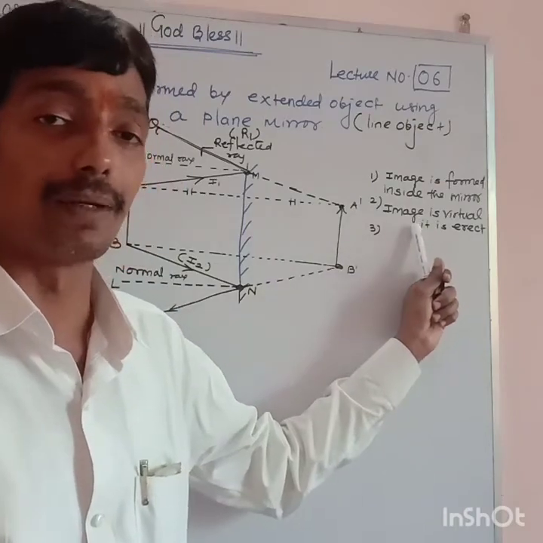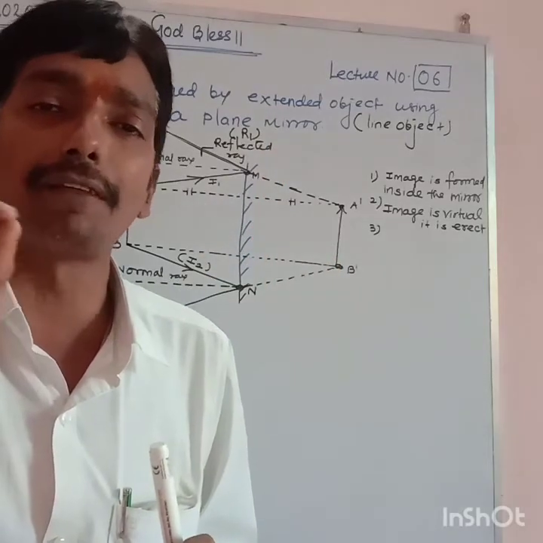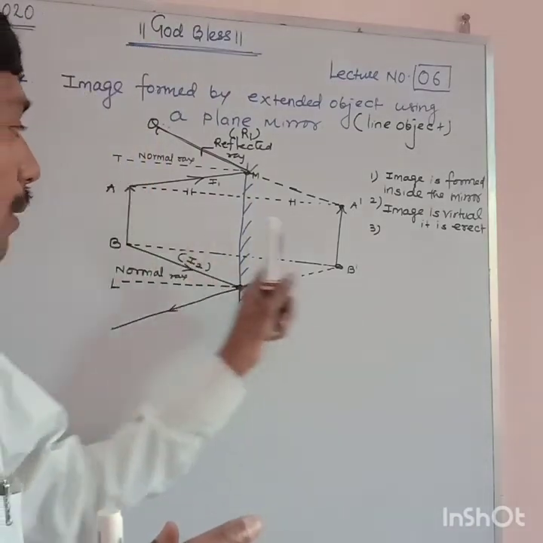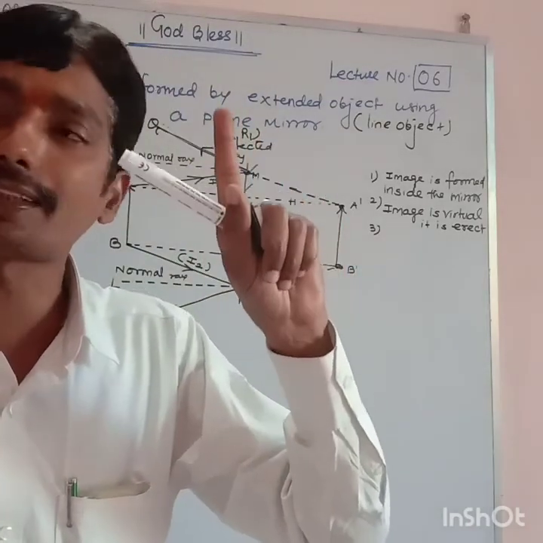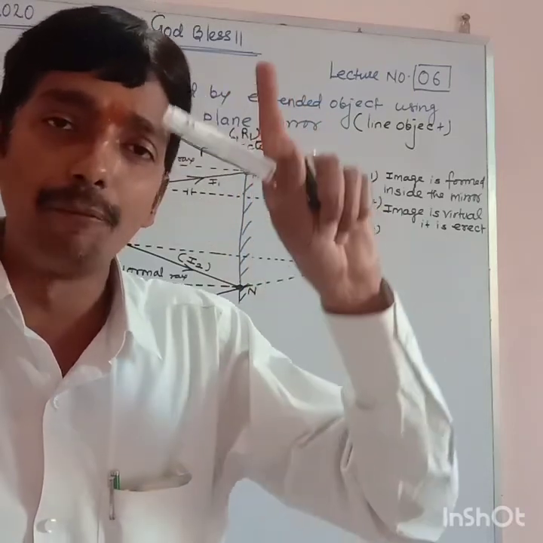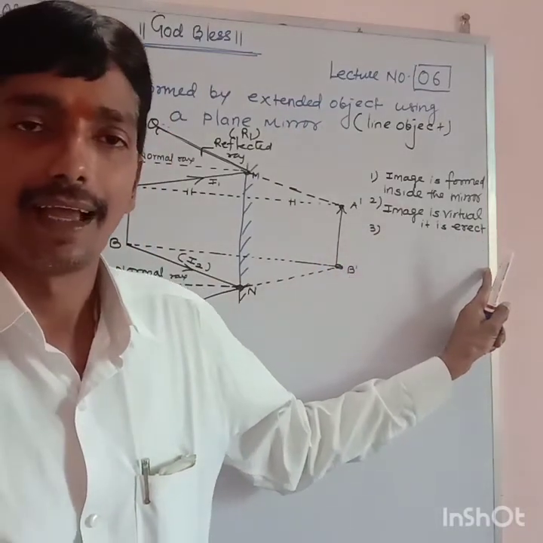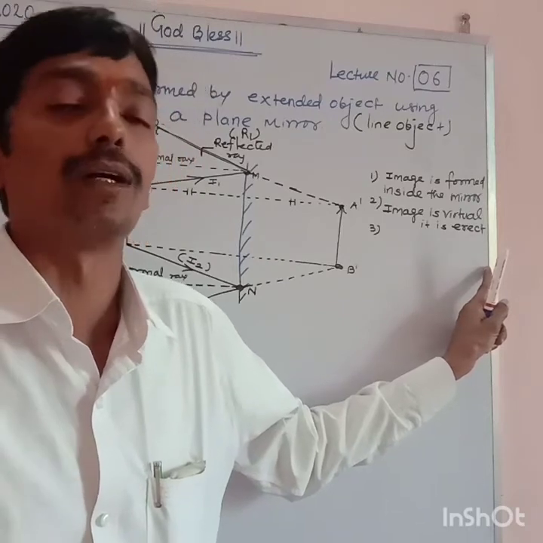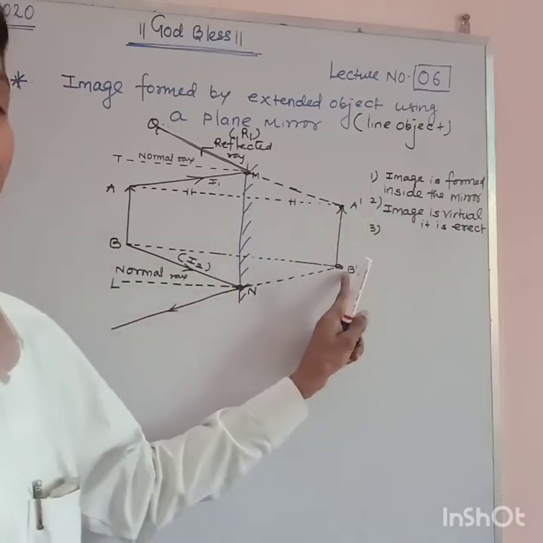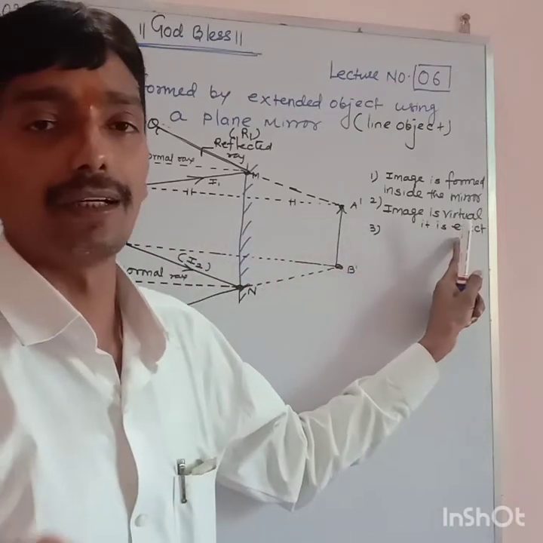When I start taking an extended object, because in the case of a point object we were not saying erect or inverted, but in the case of an extended object you see whether the image obtained after the object is of the same size and appears the same way as the object. If it is like that, it is erect. And if it is inverted relative to the object, it is called inverted. Here A is at top, A dash is at top, B is at bottom, B dash is at the bottom. Same way I am getting the image as the object, and therefore it is called erect.